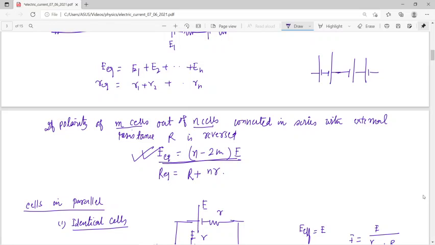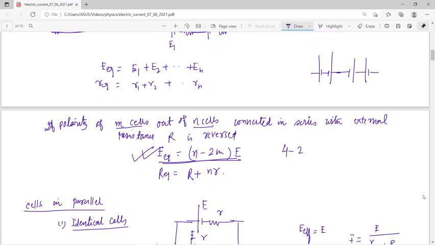Okay, so here the effective EMF is 4E minus 2E, that is 2E, and the total internal resistance is nothing but 4r. In your diagram, four cells, each of EMF E and internal resistance r, are connected in series. So in that particular case, if we use this formula, then n is nothing but 4, and there is only one mistake.